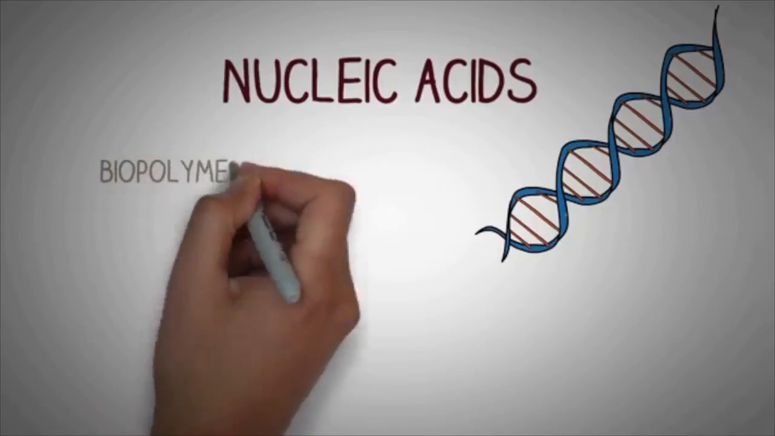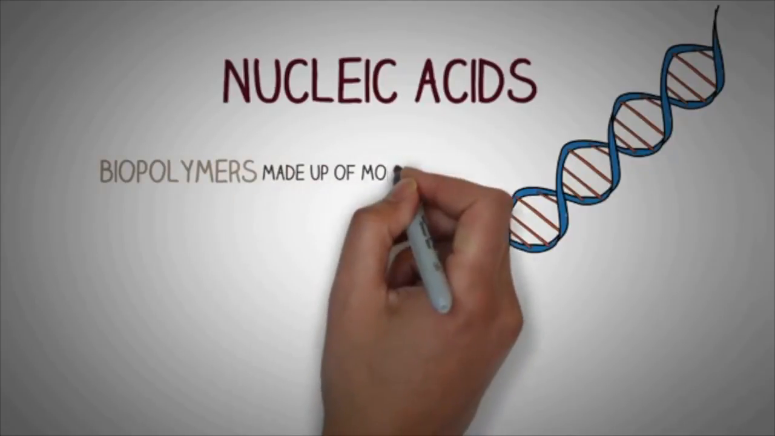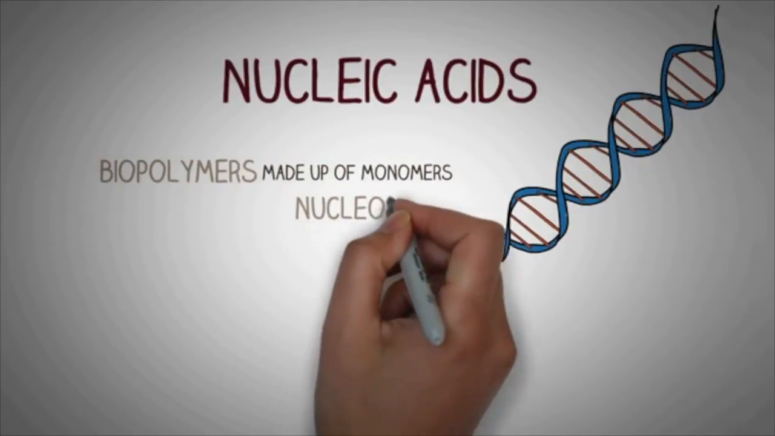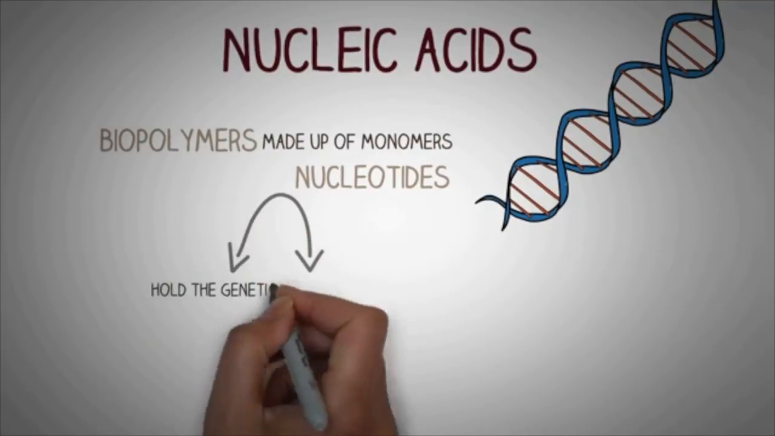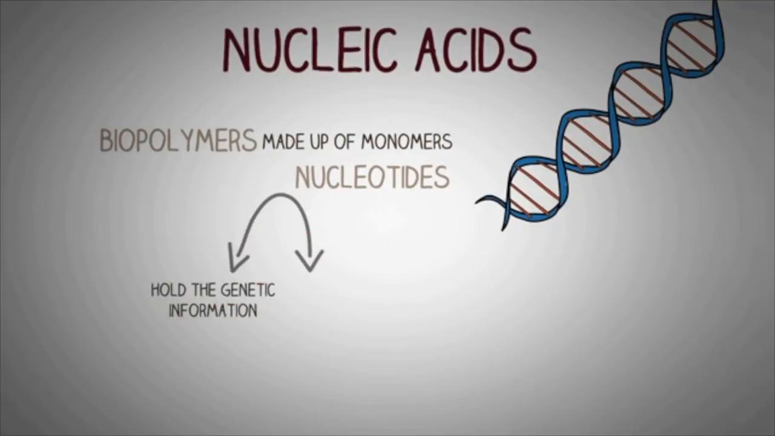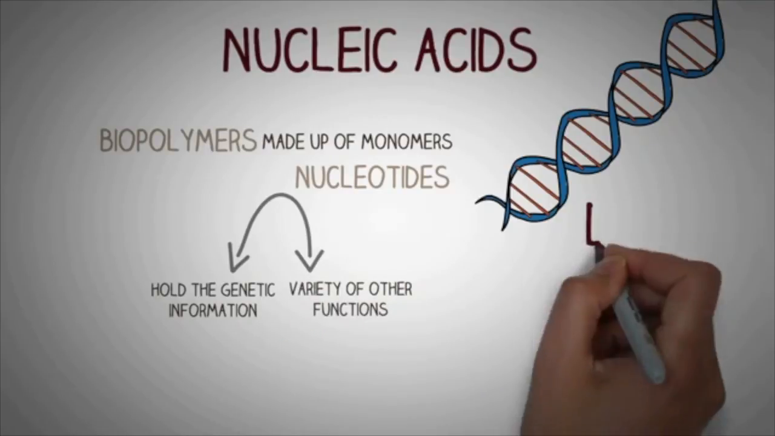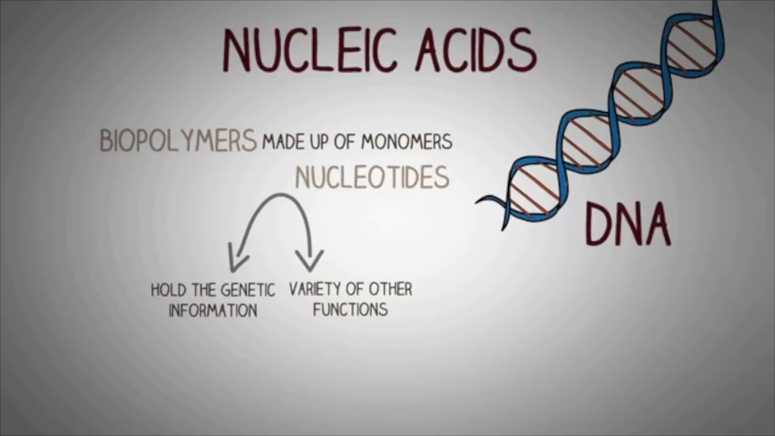Nucleic acids are basically biopolymers which are made up of monomeric units known as nucleotides. We have two important functions for nucleic acids, that is, they hold our genetic information and they perform a variety of other functions that we will discuss later. We have two important types of nucleic acids in our body, the DNA and the RNA.